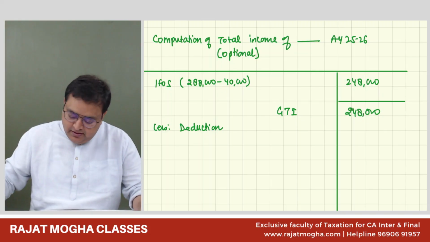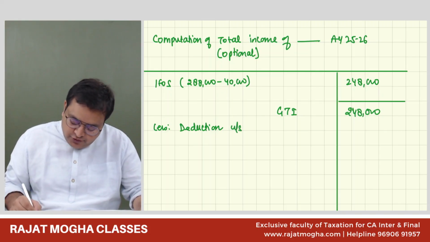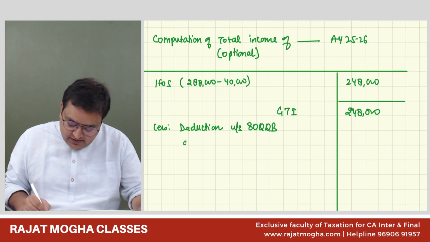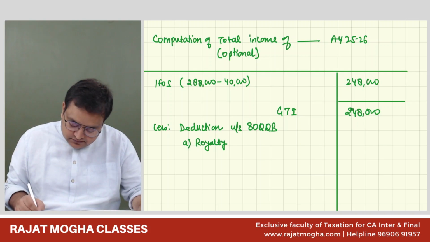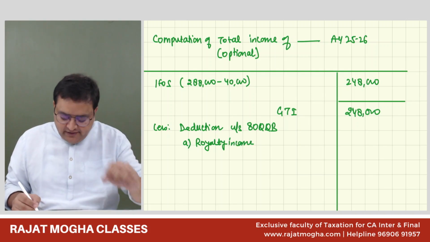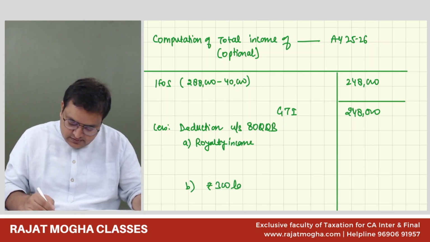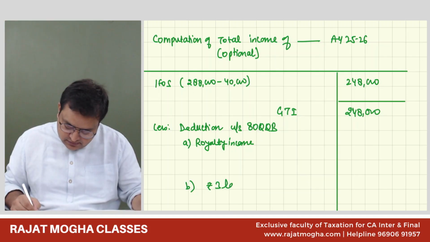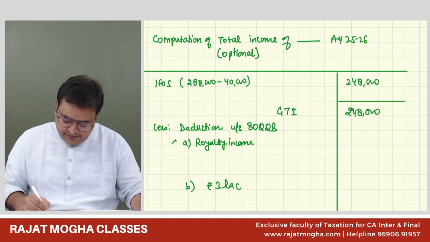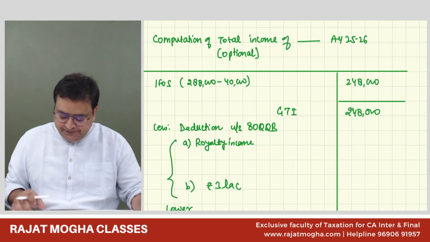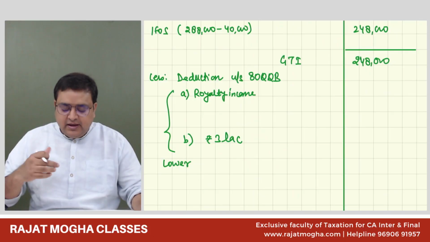Okay, good. Deduction under section 80QQB. And how much is 80QQB? See, A, royalty income, leave one or two lines, or rupees 3 lakh, whichever is lower. So whichever is lower is the deduction under 80QQB. So 3 lakh is the fixed amount. And how much is the royalty income?